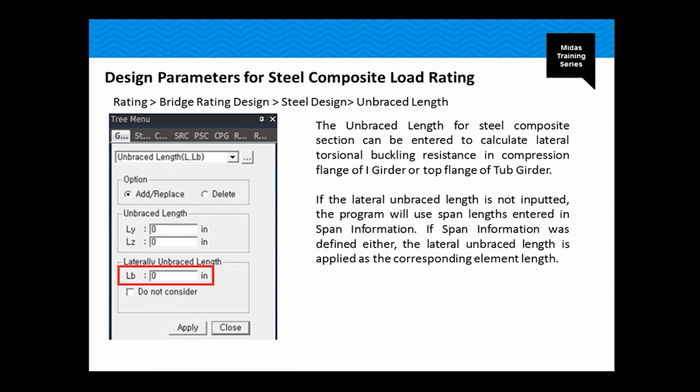And then we have the definition of the brace length. The brace length for the steel composite sections can be entered to calculate the lateral torsional buckling resistance in the compression flange of an I girder or the top flange of a top girder. These are used in the program to analyze and also to obtain the rating factors for the steel composite.